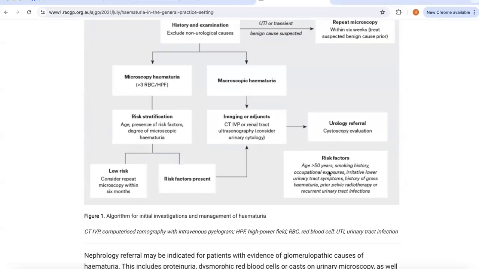And these are the risk factors they have given. If it is microscopic, then you check the risk. If it is low risk for cancer in that patient with microscopic hematuria, you can even just consider doing a repeat microscopy to see if the bleeding persists, especially if they don't have any risk factor for cancer. But if a risk factor is there, even if it is microscopic hematuria, the full investigation will be needed. Does it make sense, guys, like what I'm trying to say?